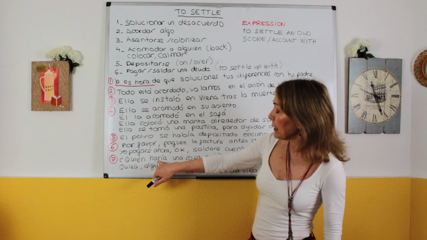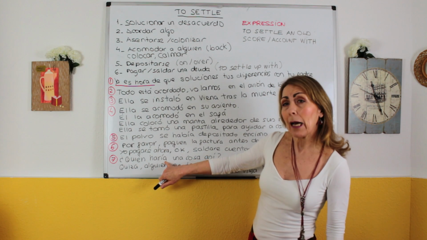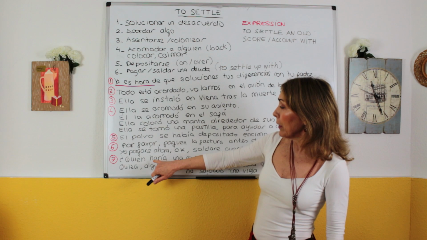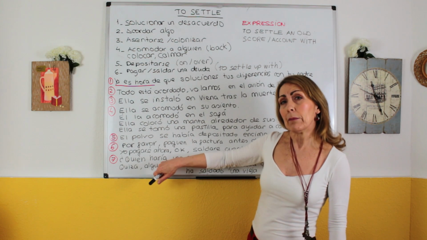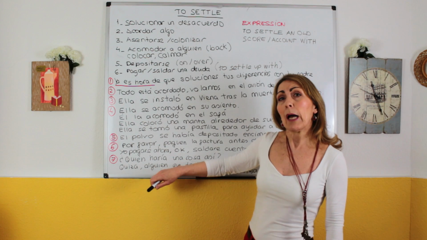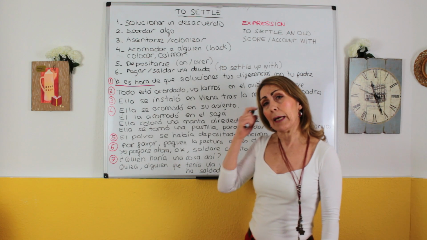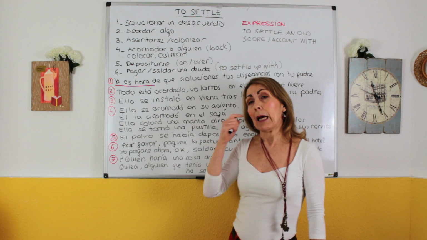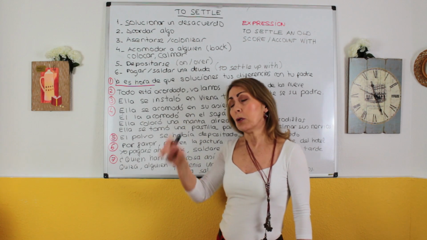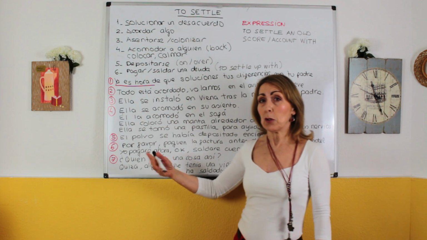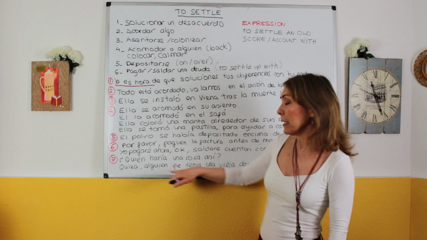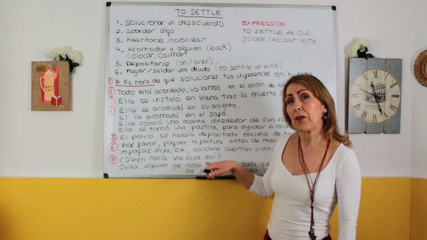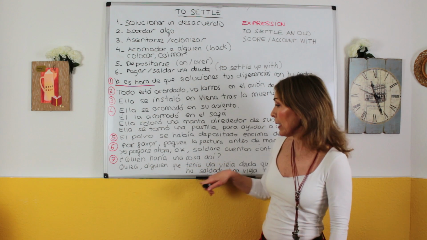When we read haría, when the verb finishes in haría or valdría or jugaría, we have to use would, the auxiliary verb would, the conditional, which is used in the conditionals. So, ¿quién haría una cosa así? Who would do such a thing? Who would do such a thing?